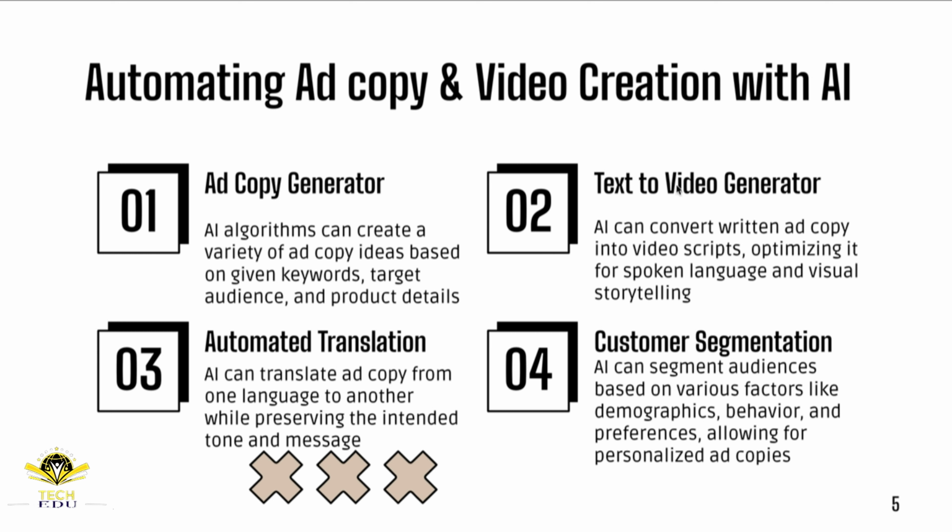The second one here is text to video generator. AI can convert written ad copy into video scripts, optimizing it for spoken language and visual storytelling. That sounds great. Can you imagine how long it will take you if you need to create a video ad? It needs to be perfect. It needs to be very compelling. How long will it take you, guys? Maybe a couple hours or even days, right?